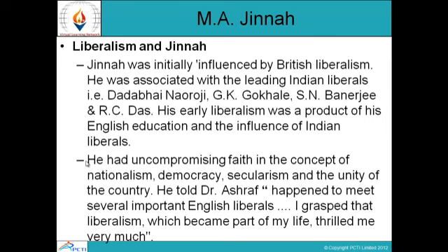He told Dr. Ashraf, who happened to meet several important English liberals, "I grasped that liberalism, which became part of my life, thrilled me very much." So this is what M.A. Jinnah said, and he had uncompromising faith in nationalism, democracy, secularism and the unity of the country.